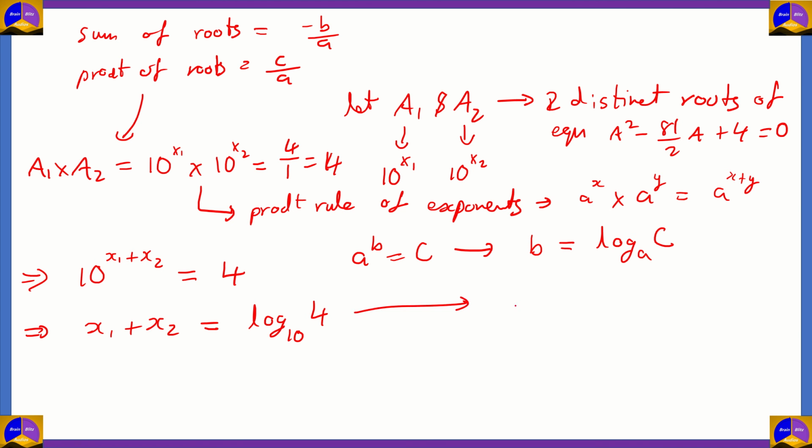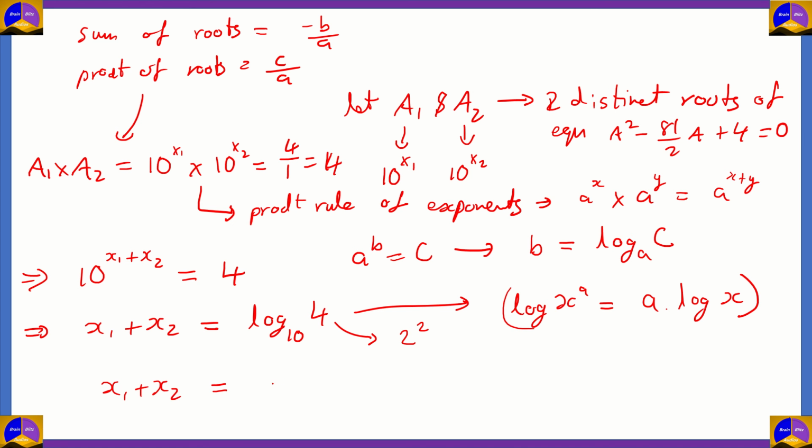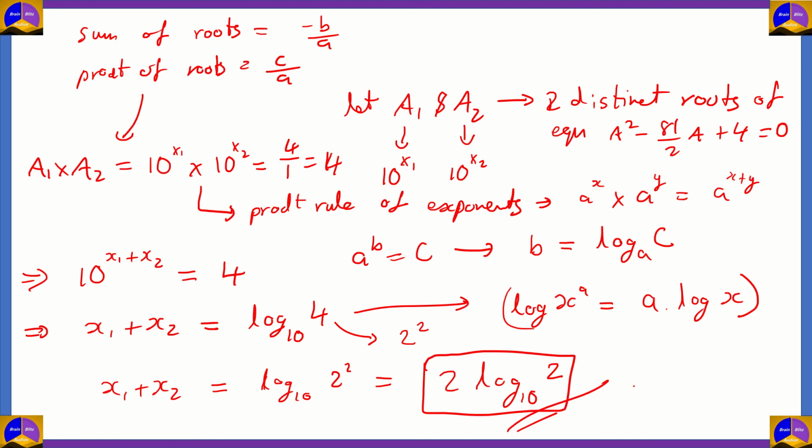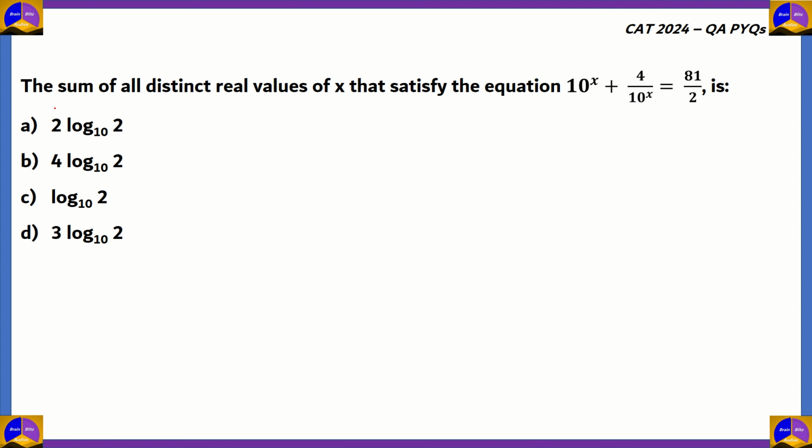So we're going to use the formula log of x to the power a equals a multiplied by log of x. So 4 will be considered as 2 squared. So therefore, x1 plus x2 equals log 2 squared to the base 10, which is equal to 2 times log 2 to the base 10. So the answer that we got for the sum of all distinct real values of x is 2 log 2 to the base 10, which of course is equal to option A.